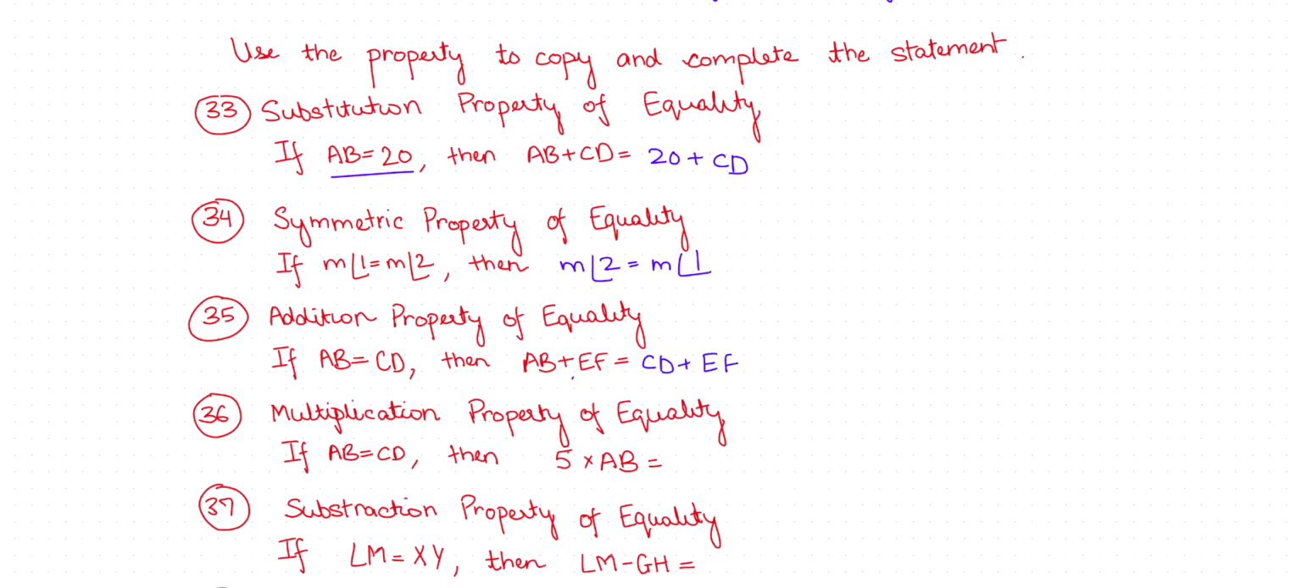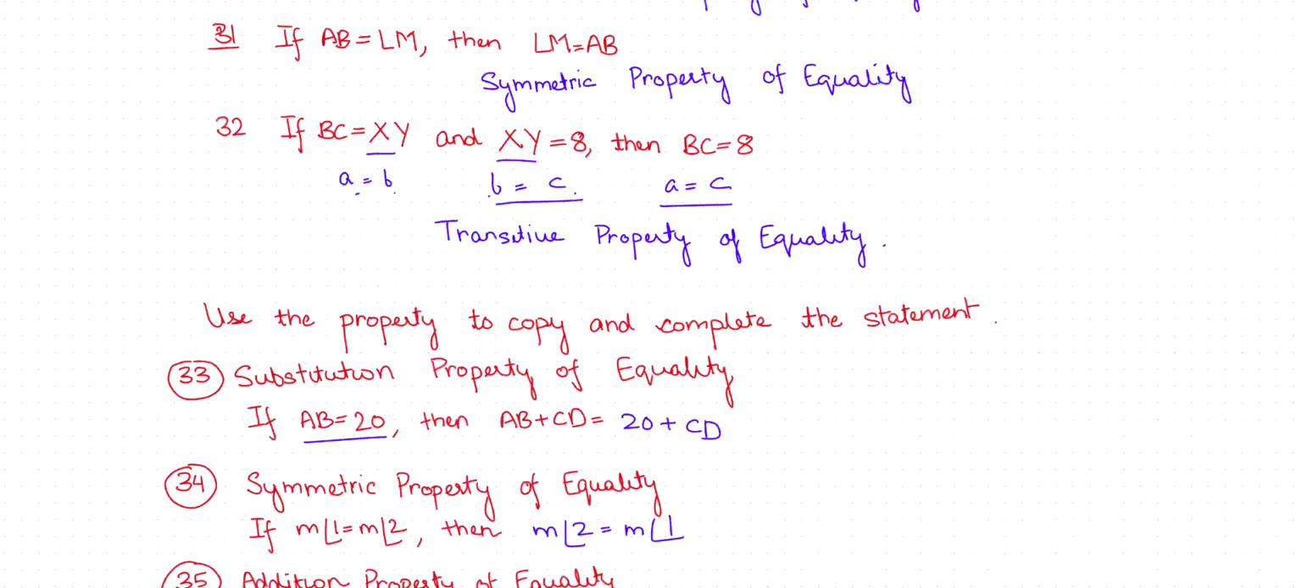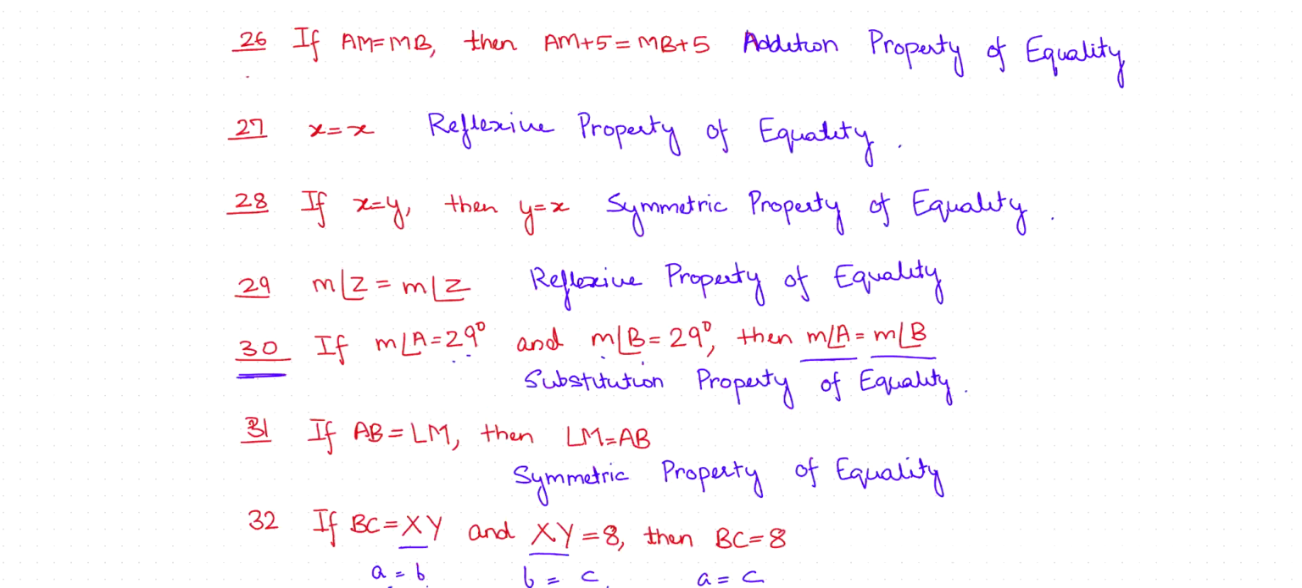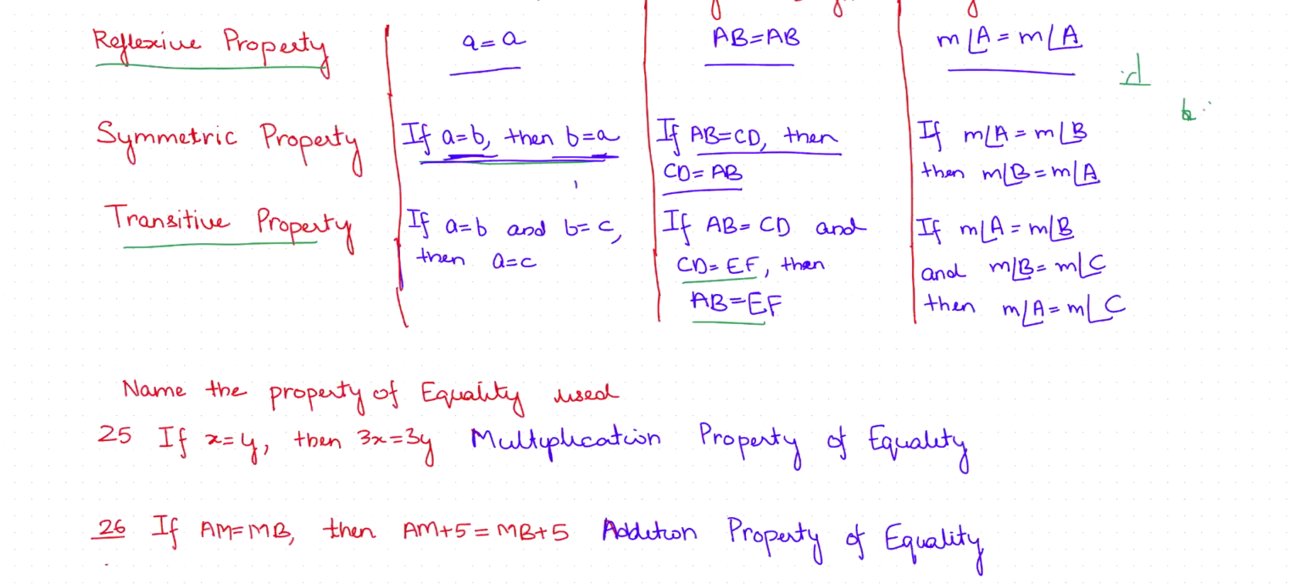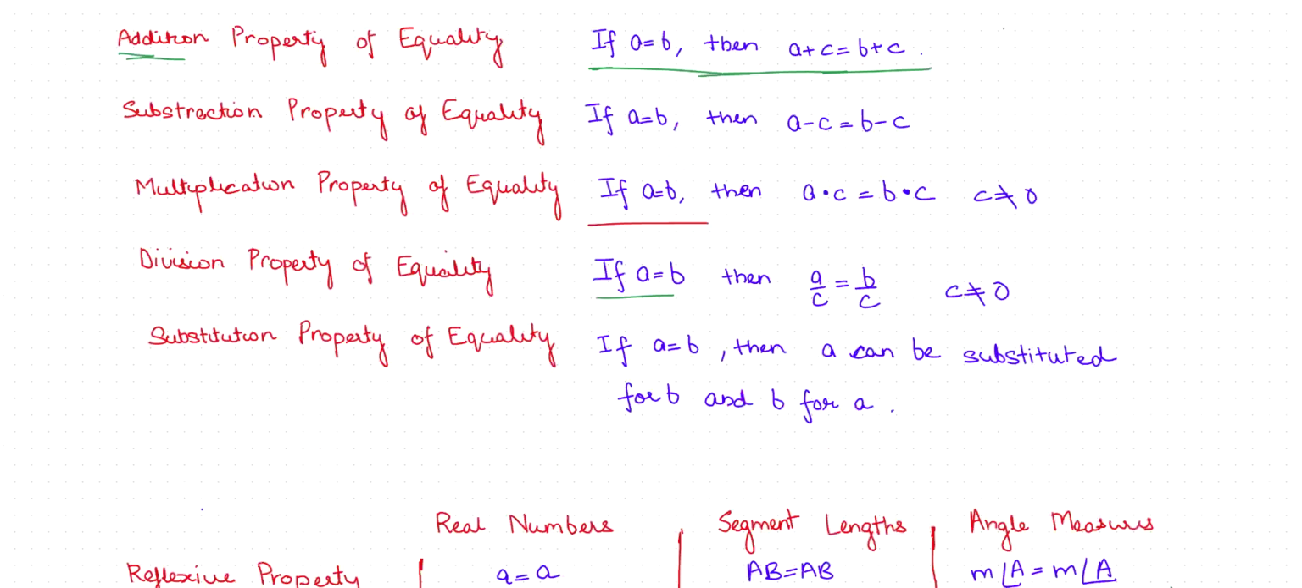Okay. Now the multiplication property of equality. If AB is equal to CD, then 5 times AB. So we are multiplying by 5. So we'll multiply 5 to CD also. Okay. You can refer to the properties we have written here. And we are using these properties. So if A is equal to B, then A times C is equal to B times C. Okay.